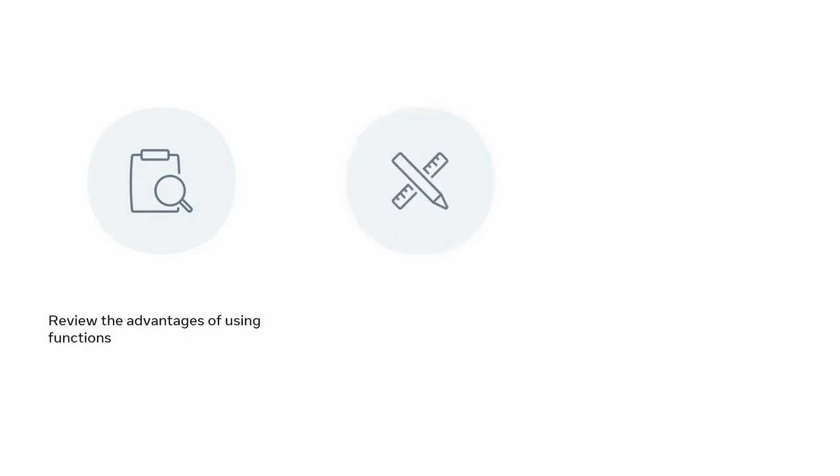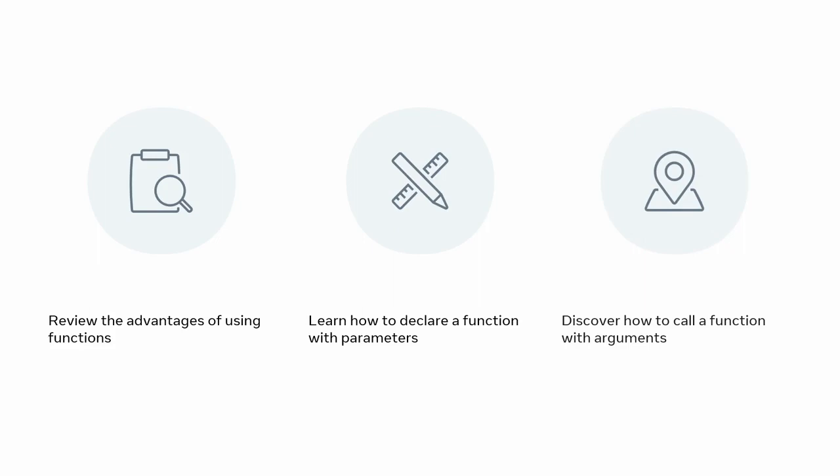Functions work just like this, running the same set of stored instructions repeatedly without requiring you to adjust the settings every time. Over the next few minutes, you'll learn about the advantages of using functions in JavaScript. You will learn how functions are structured and how to declare a function in your code with the use of parameters. Finally, you will discover how to call or invoke a function with your code with the use of arguments. But first, what is a function and what does it do?